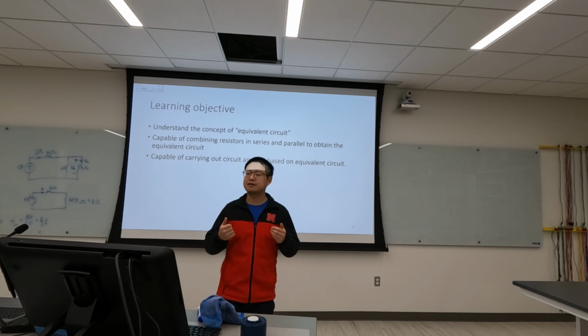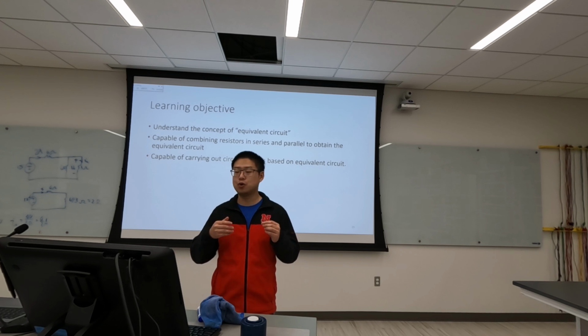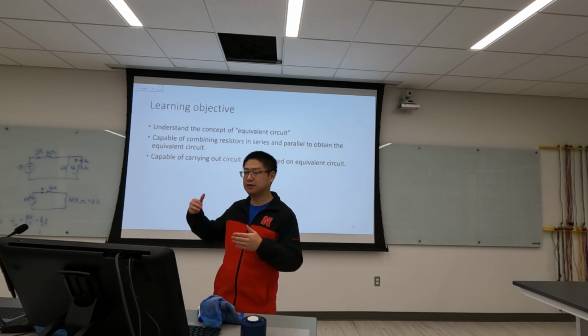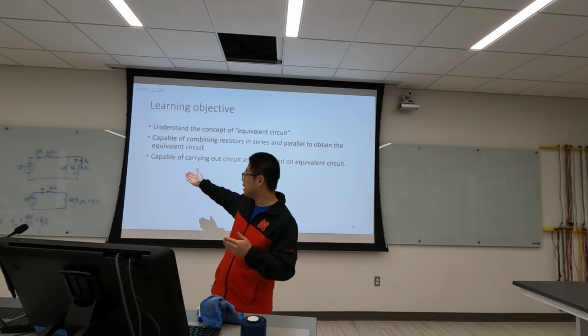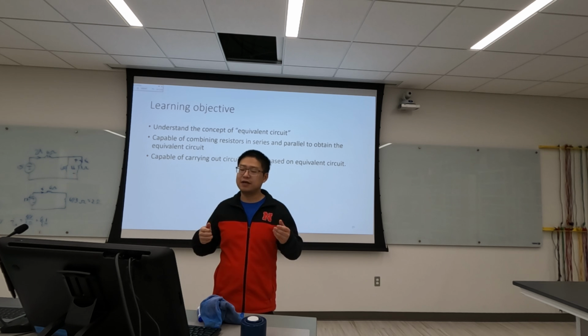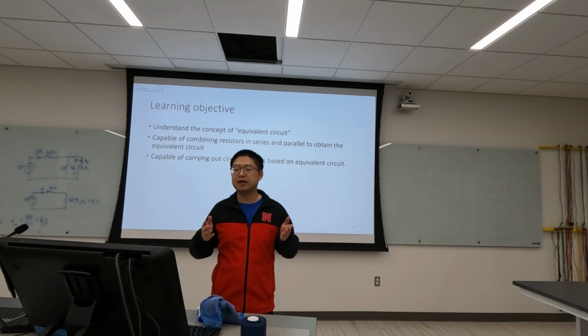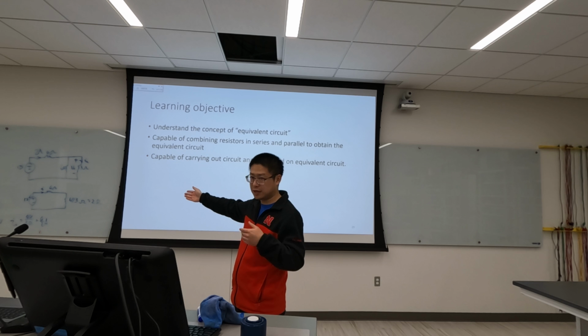The next one is being capable of combining resistors in series and parallel to obtain the equivalent circuit. So in this example, you are able to combine the resistors in parallel and series to obtain the equivalent circuit. Finally, being capable of carrying out circuit analysis based on the equivalent circuit. So based on the equivalent circuit, you can carry out the circuit calculation.